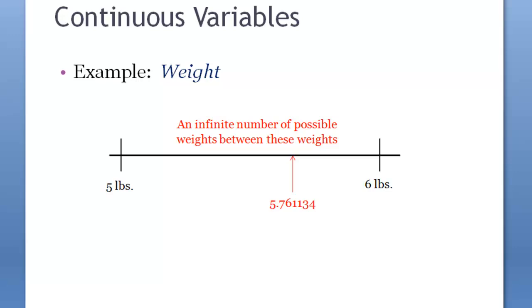Weight is another example of a continuous variable. You can be 5 pounds, you can be 6 pounds, you can be 5.761134 pounds, and you can be here, here, here, and if possible, you can have an infinite number of points anywhere. So it's considered to be continuous. You don't jump from here to here. You can have in between, so it's continuous.